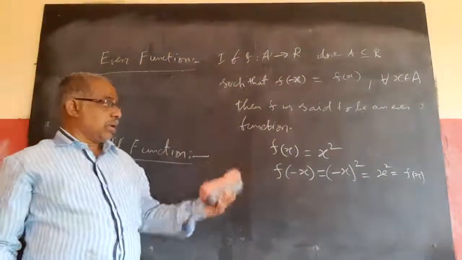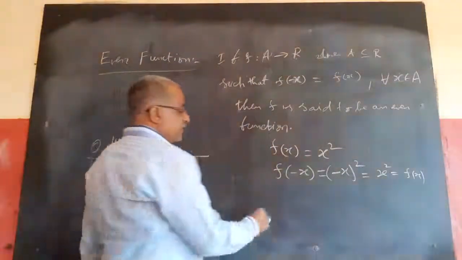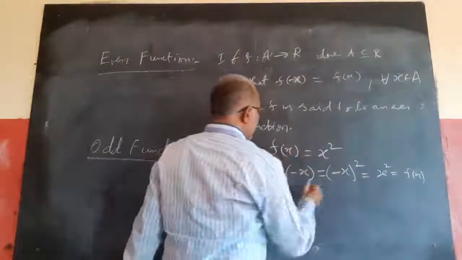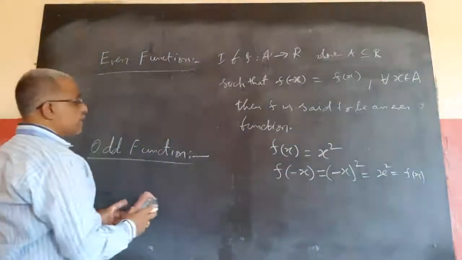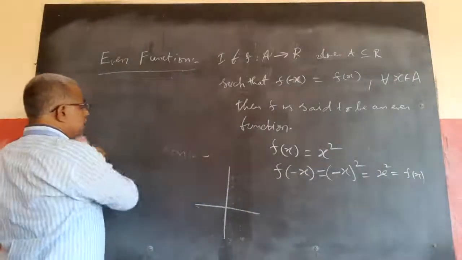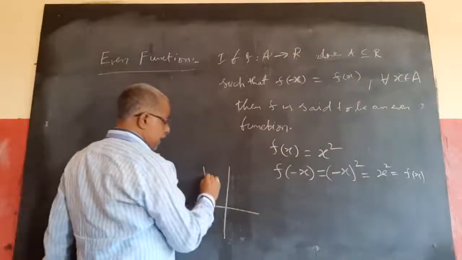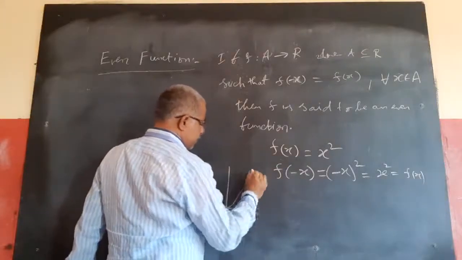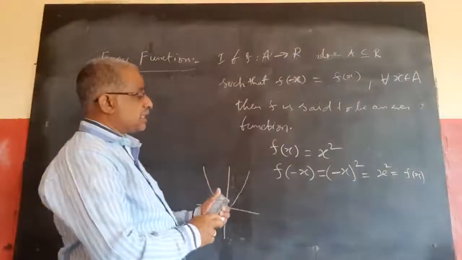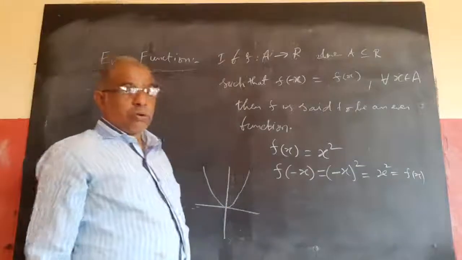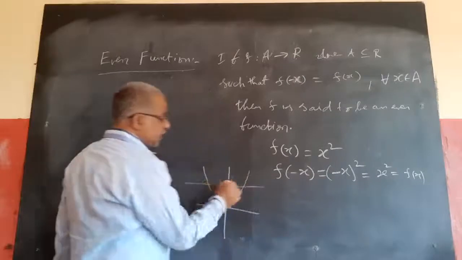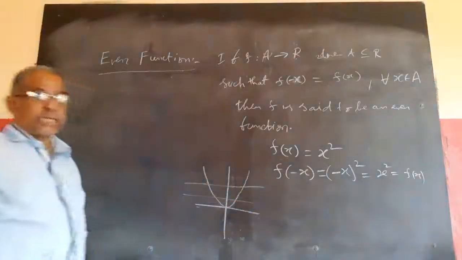Now, even function is always symmetric about y-axis. F of x equal to x square is a function like this. If you draw the graph of f of x equal to x square, it will be like this. It is a parabola opens upward. Now if you draw any horizontal line, it cuts at more than 1 point, means 2 points.